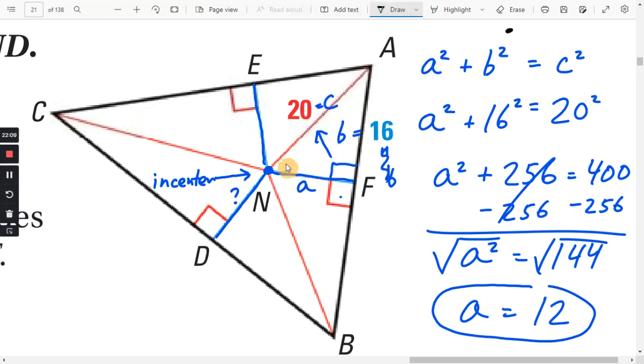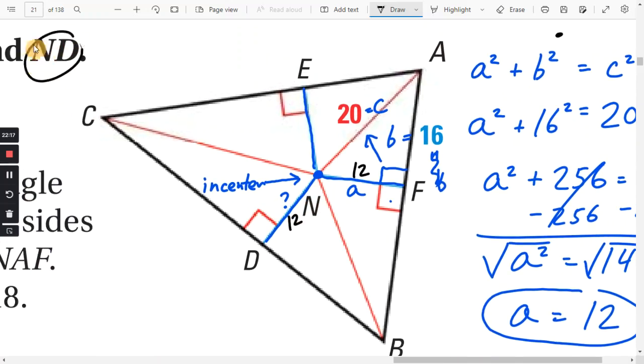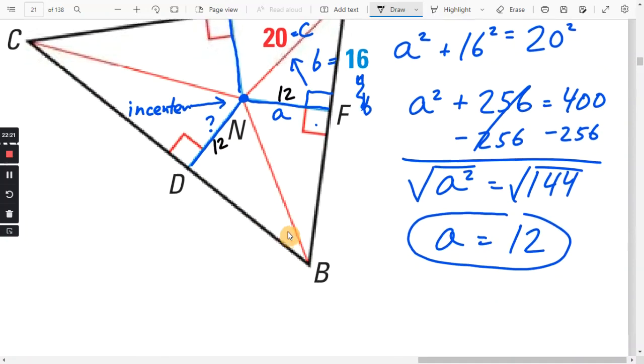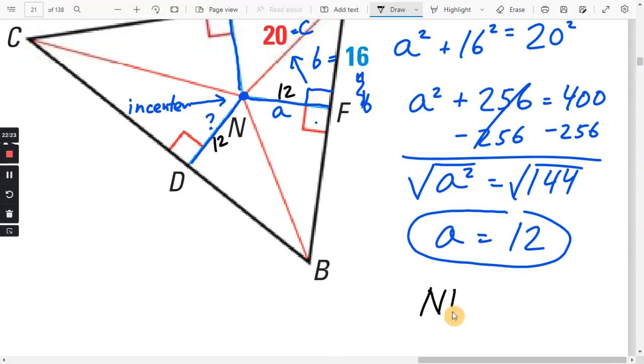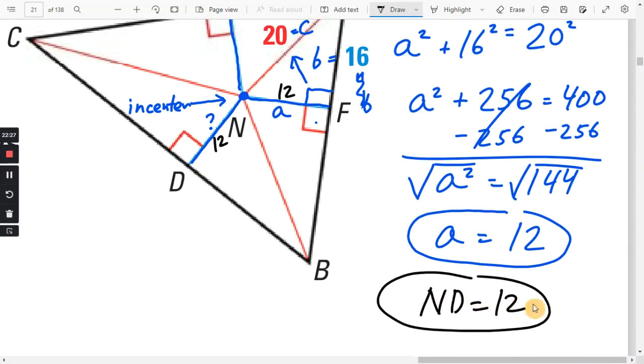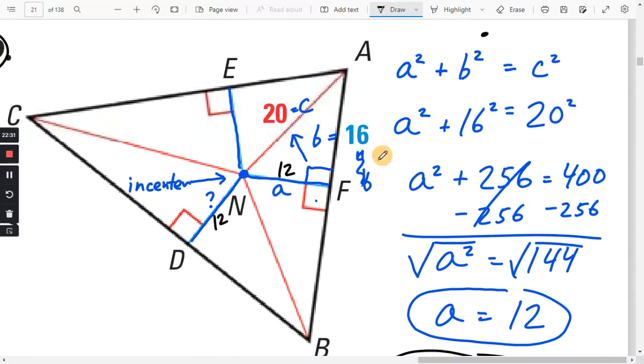So if this side is 12, then this one here is also going to be 12. And that's what they wanted us to find, ND. So if that one's 12, then ND is also going to be 12. Final answer. So basically I just made a right triangle and used Pythagorean theorem.